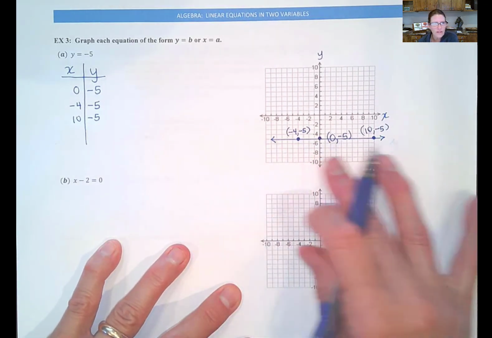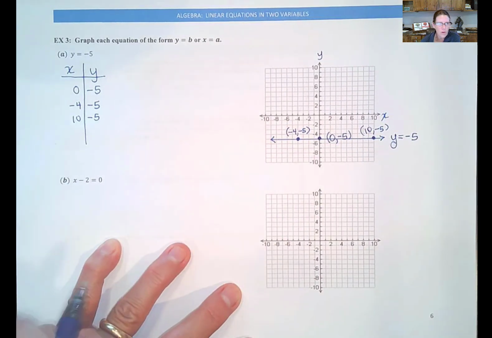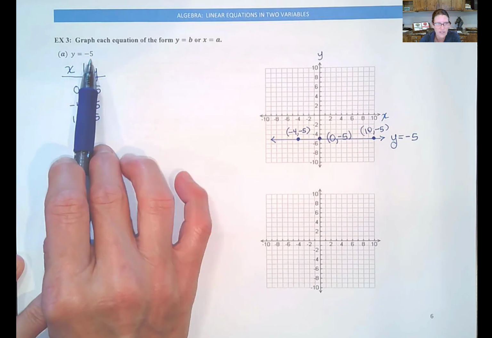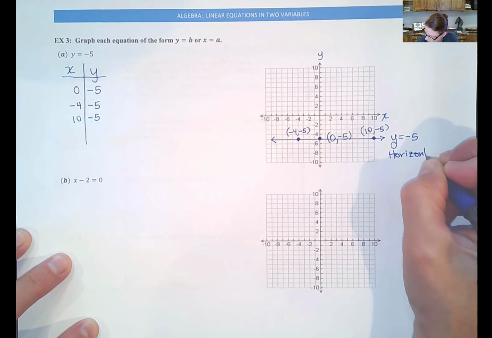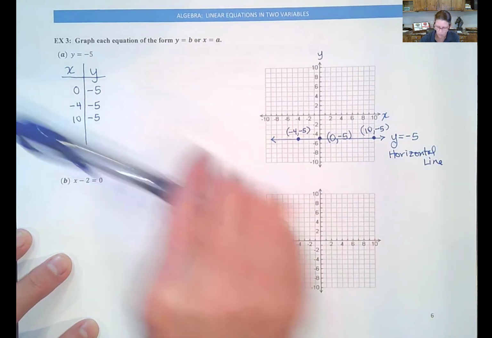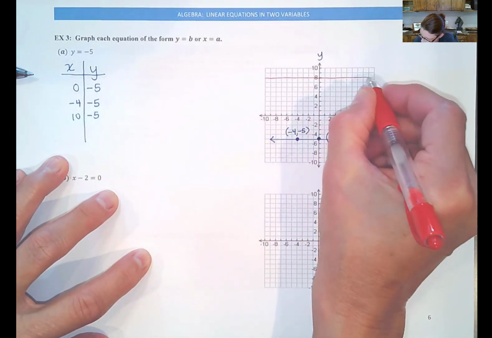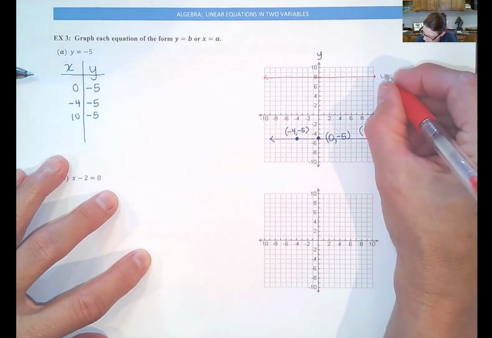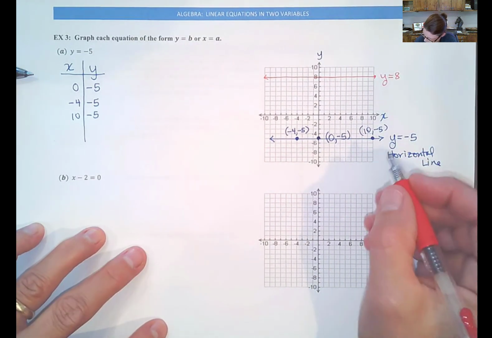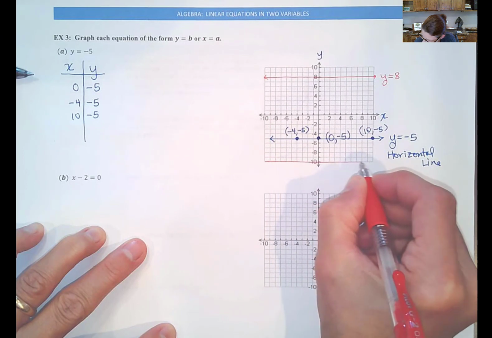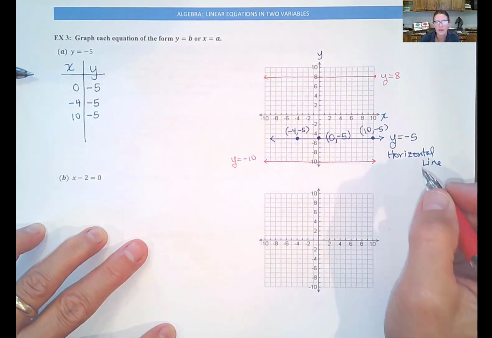All right, so here we've got a horizontal line, y equals -5. And all equations of the form y equals some number are going to be a horizontal line. Other examples of horizontal lines: here's a horizontal line that cuts through 8 on the y-axis, and every point on that line has a y value of 8. Y equals 8. Here's a horizontal line that cuts through -10 along the y-axis. Its equation is y equals -10.